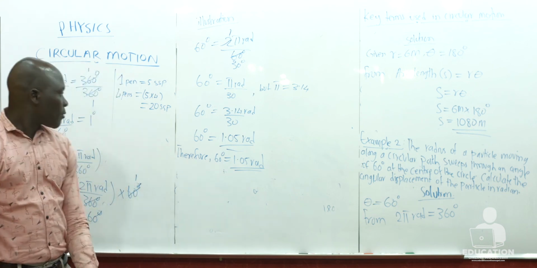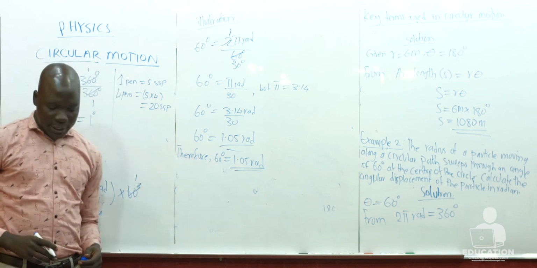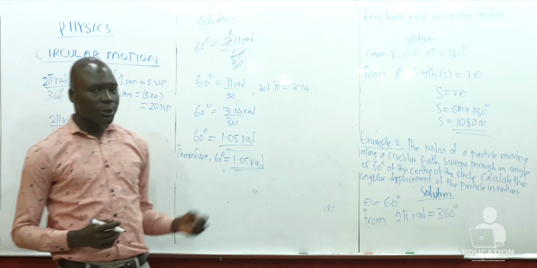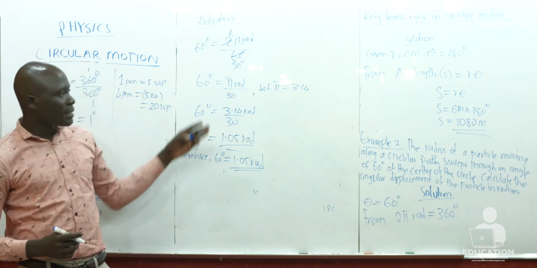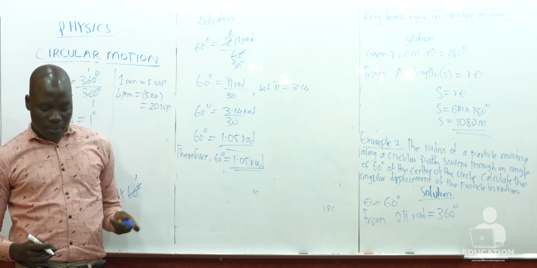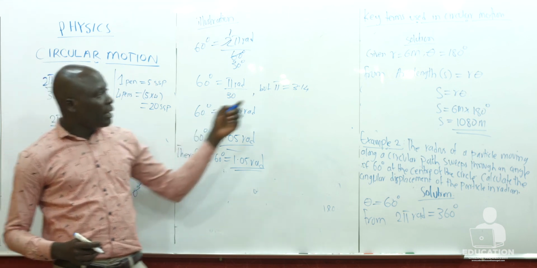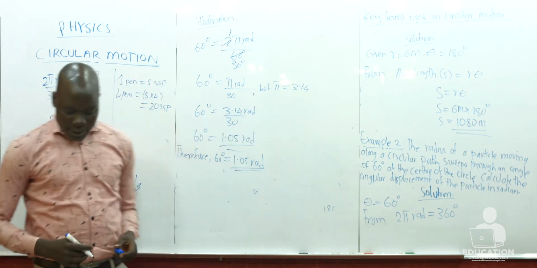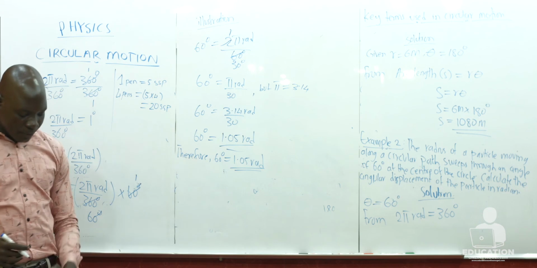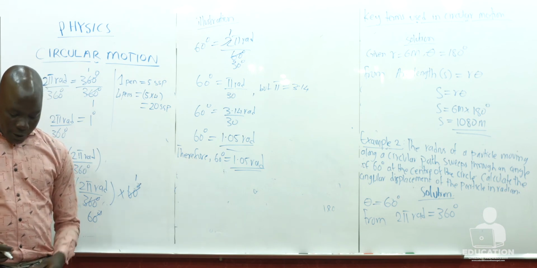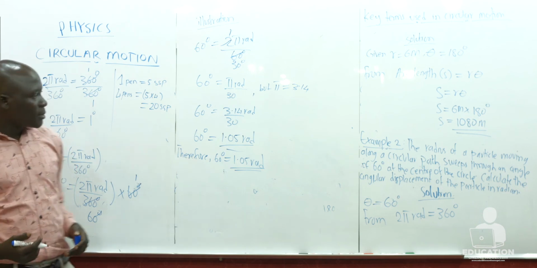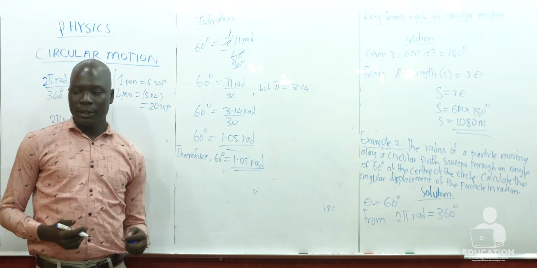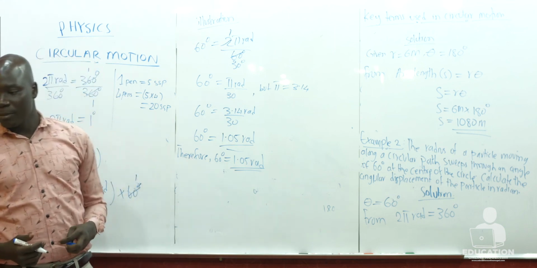So from the start of the lesson, we looked at the definition of circular motion. Then we also looked at the examples of circular motion. Then key terms used when dealing with circular motion. So up to this point, there are still other terms that we can use when we are dealing with circular motion.